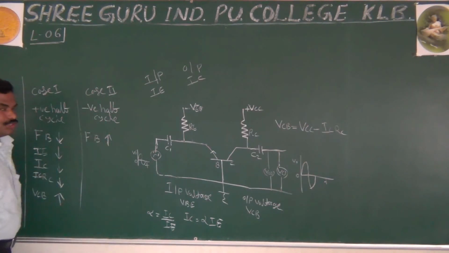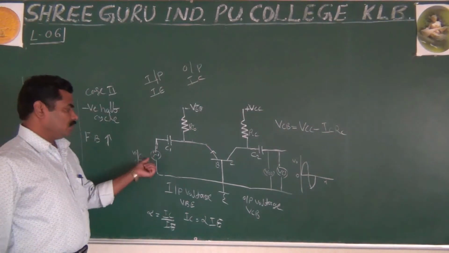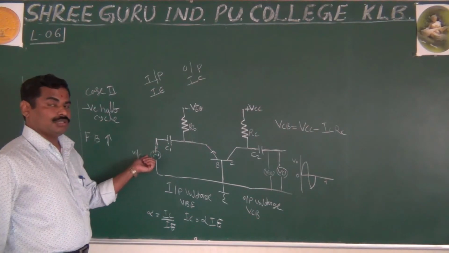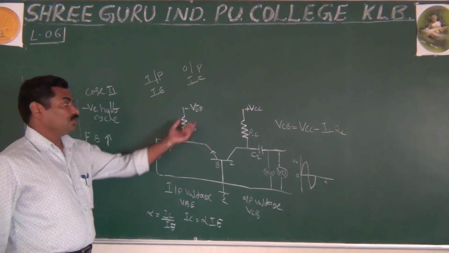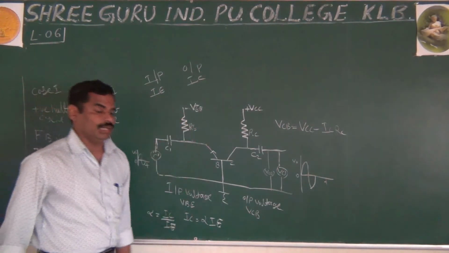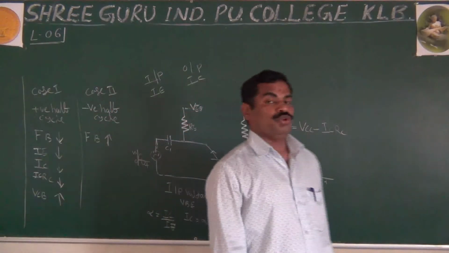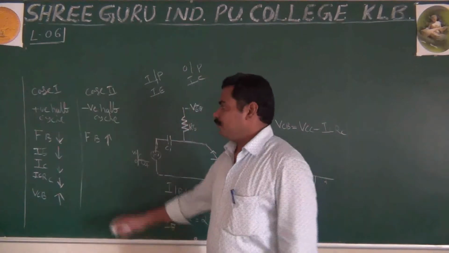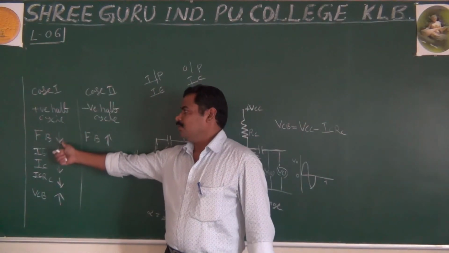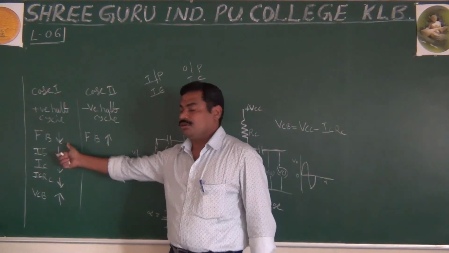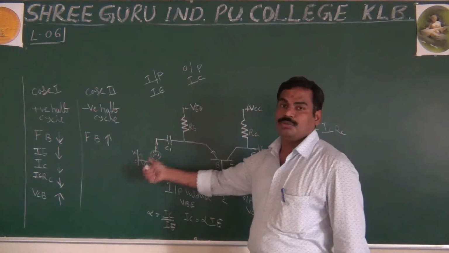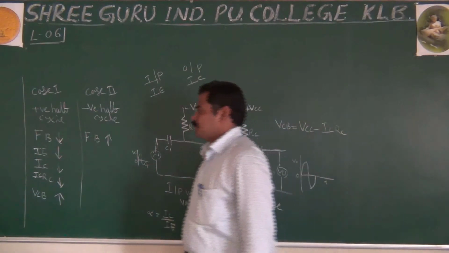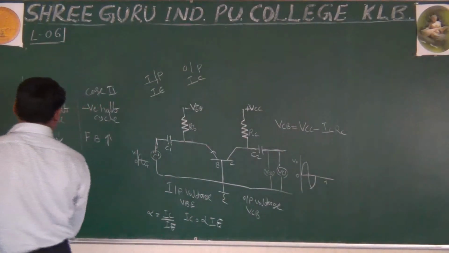The reason is that in the negative half cycle, you are applying negative voltage, and VBE is already negative. Negative and negative support each other. Positive and negative oppose. In the positive half cycle, the forward bias decreases because positive and negative oppose. Now negative and negative support, so the forward bias increases.